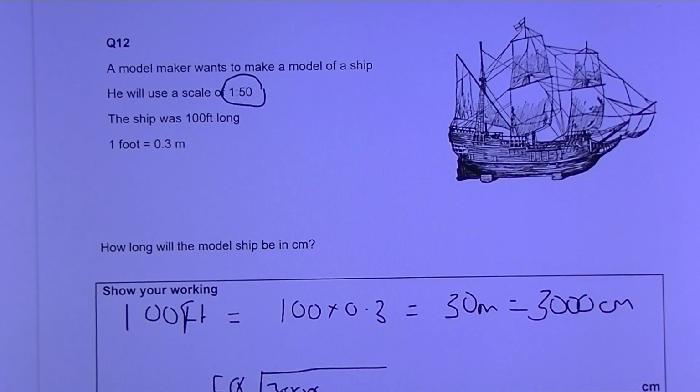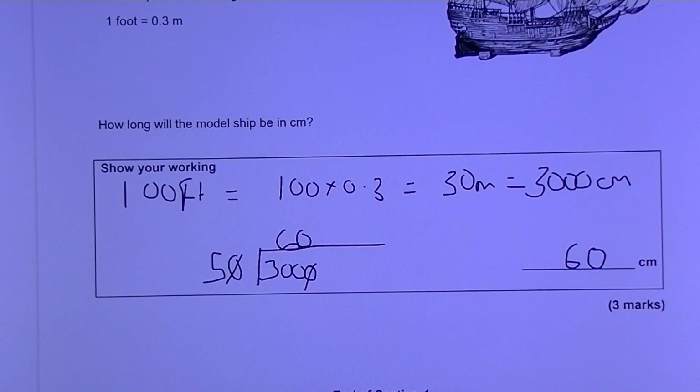5 into 3 doesn't go. 5 into 30 goes 6 times. I've got a 0 here, pop it on the top of the line. 60 centimetres. And that's the end of section 1.